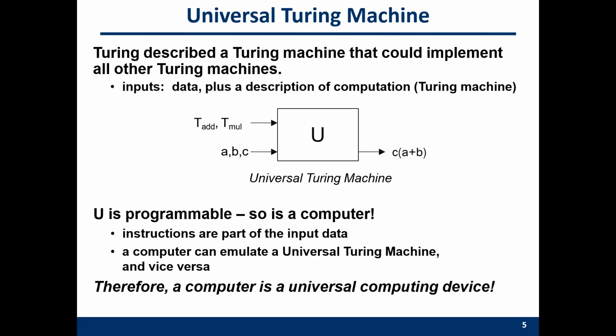So if we call this function as U, U is programmable. A neural network is also a Turing machine. And the function is programmed by the instructions. And the instructions are part of the input data. So your computer is exactly a universal Turing machine, because you can do the programming on your computer to implement certain types of function.